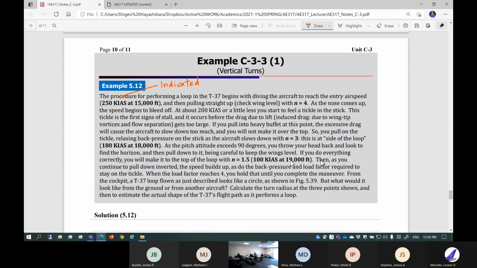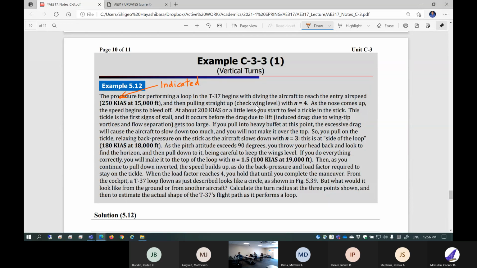But anyway, you have to convert indicated to true airspeed. Yeah, the conversion process comes in. Do you still remember that? Indicated to calibrated to equivalent to true. You have to do this. I don't know why, but you have to do this. This is a good reminder for that conversion process.